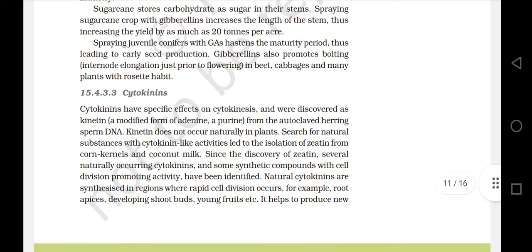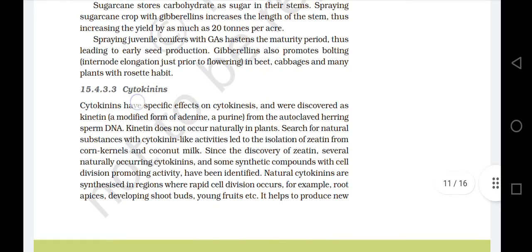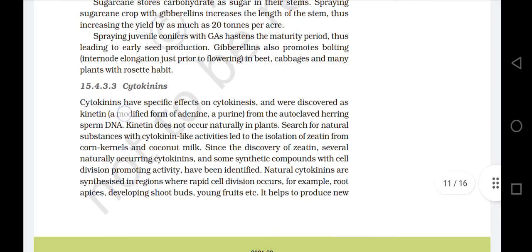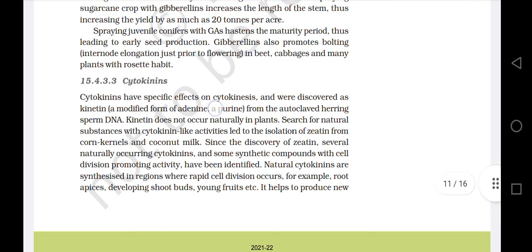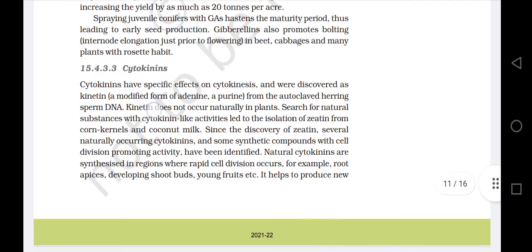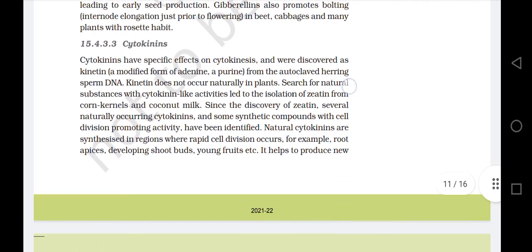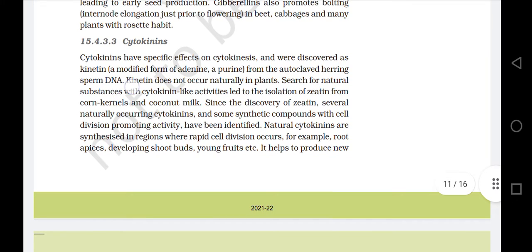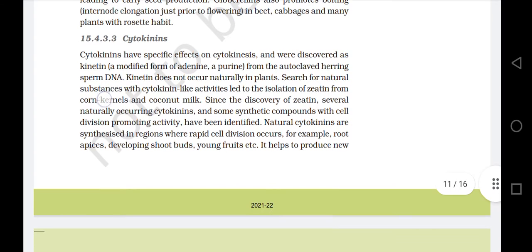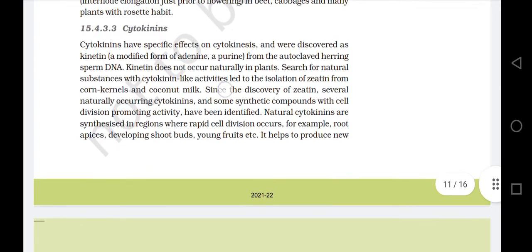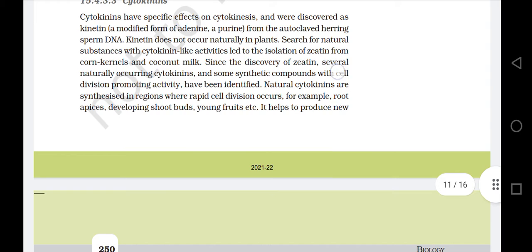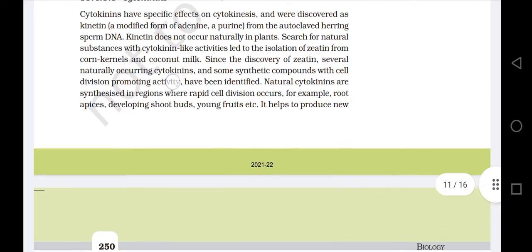15.4.3.3 Cytokinins. Cytokinins have specific effects on cytokinesis and were discussed as kinetin, a modified form of adenine, a purine. From the autoclaved herring sperm DNA, kinetin does not occur naturally in plants. Search for natural substances with cytokinin-like activities led to the isolation of zeatin from corn kernels and coconut milk. Since the discovery of zeatin, several naturally occurring cytokinins and some synthetic compounds with cell division promoting activity have been identified.